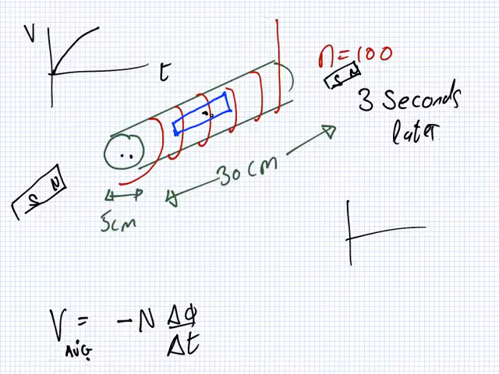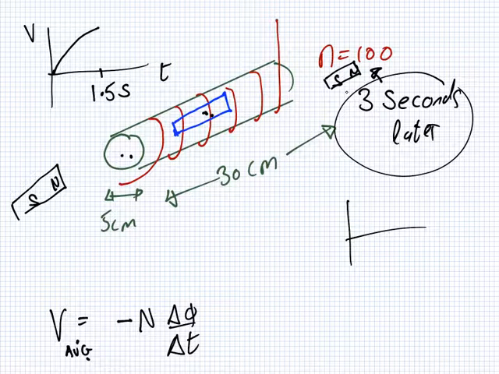I believe so, yeah. So what's the time here? It's 1.5 seconds. And I just put that in to try and trick you. Yeah, because it's 3 seconds to move through the pipe. I was trying to trick you. I said it's 3 seconds later it leaves the pipe, but my question was, what's the voltage when the magnet is in the middle of the pipe? So I just tried to trick you a little bit. The time is only 1.5.